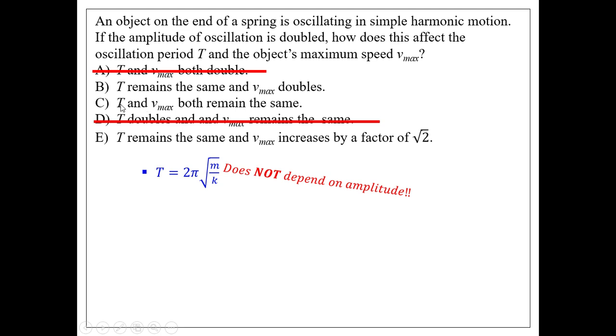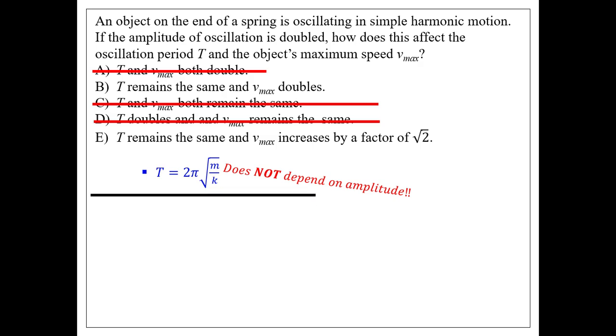Why does T remain the same? When you stretch an object farther out, it'll shoot back faster just because there's more stored energy in the spring. So while the first part of choice C is right, just using common sense, Vmax cannot remain the same. Okay, that's kind of why. So I'm going to cross out choice C. Therefore, I'm left with B and E. So I'm going to go ahead and figure out which it is, B or E.